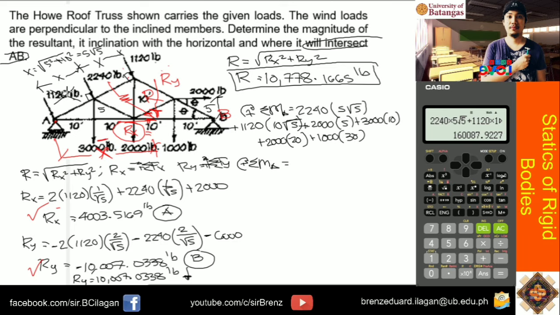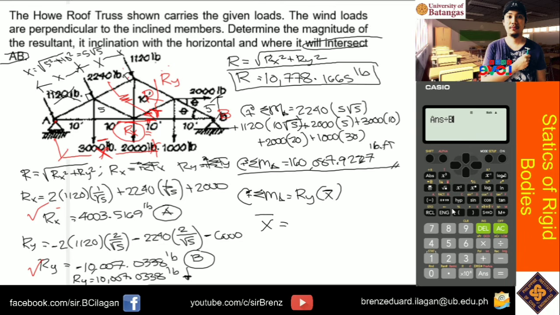Okay, so again, that moment A is equals lang dun sa ating Ry, which has a value of 10,007.038 multiplied by x bar. So the location of the resultant from where it will intersect AB is given by x bar. So itong 160,087, i-divide mo lang siya ng answer natin na 10,007. Nga natin tinago yung Ry sa B. So x bar is 15.9975. Okay, so this is the final answer. So for the resultant, we have this value 10,778, and for the x bar, so that is 15.9975.